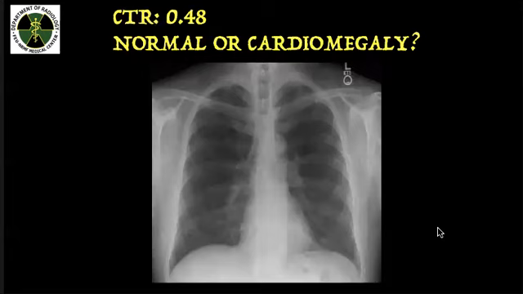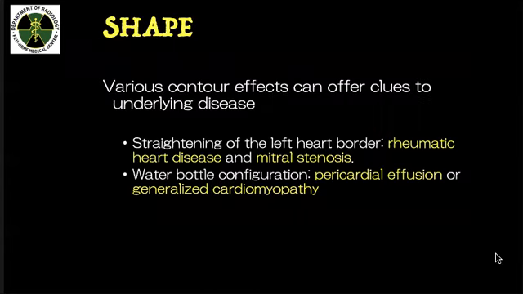So this one, in your PA view, is 0.48. So this is your normal cardiac size. Again, in PA view, the cutoff is 0.50. So with a 0.48 CT ratio, this is a normal heart.